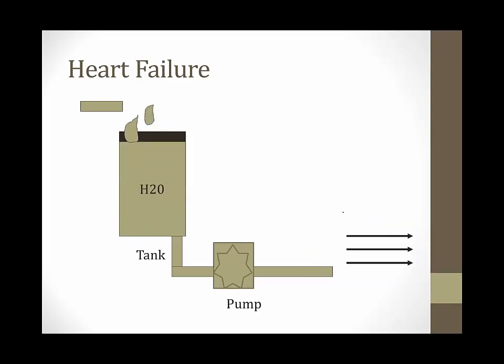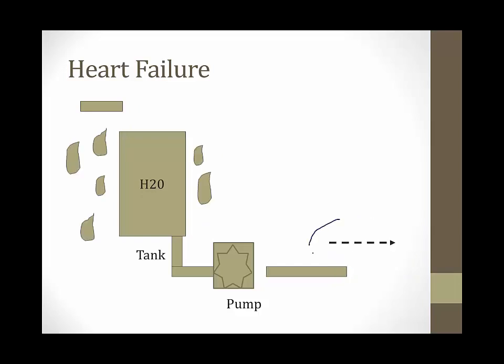Now imagine if that pump started to fail and it was pumping less water forward. As a result, the water level in the tank would start to rise because water is still coming in, but the pump is removing less water from the tank. And now imagine if the pump really began to fail, so very little water was being pumped forward. Now the tank would completely fill up and even begin to overflow because so little water is being removed from the tank. Now, of course, this model is just to help you understand heart failure.